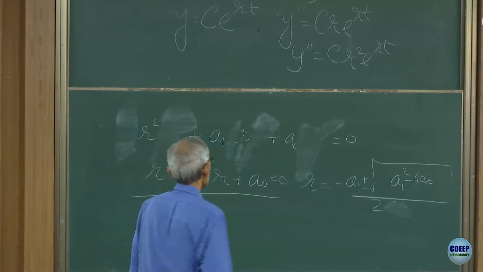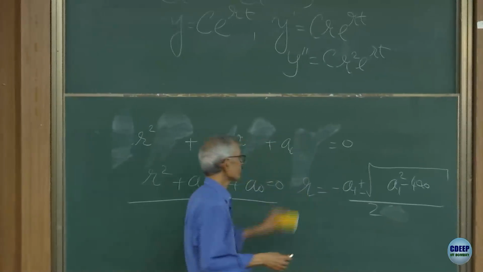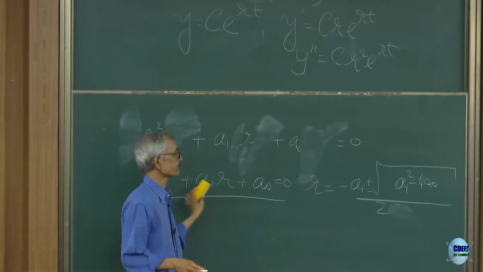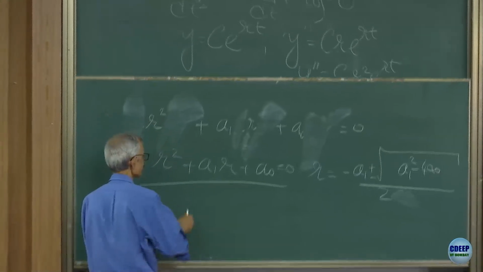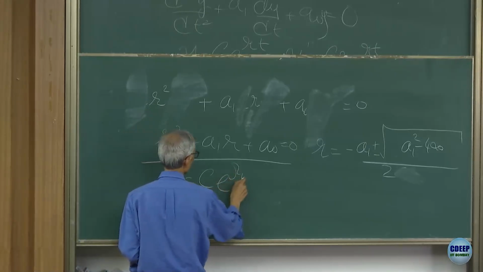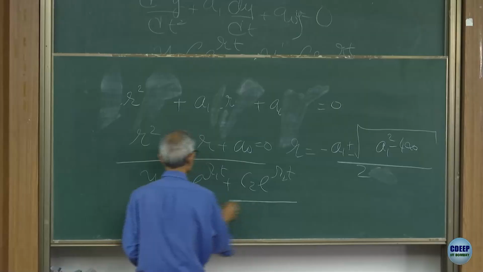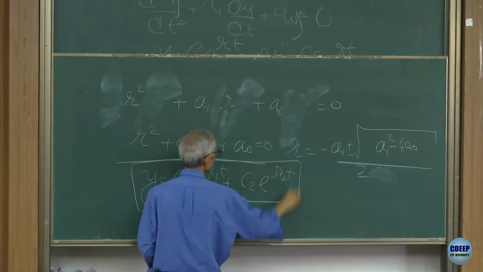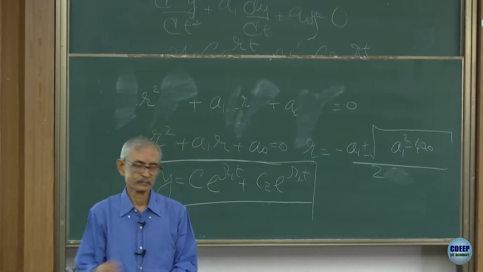Okay. Now if I am looking for r, this is a quadratic equation, so I'm going to get two roots of this, so my solution is y equals c1 e to the r1t plus c2 e to the r2t. So this is my solution to that homogeneous equation.